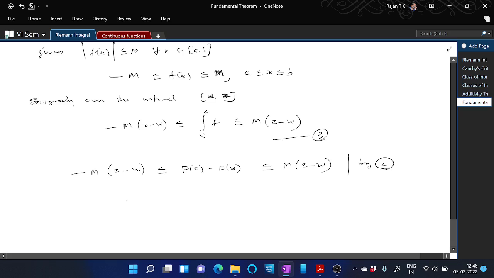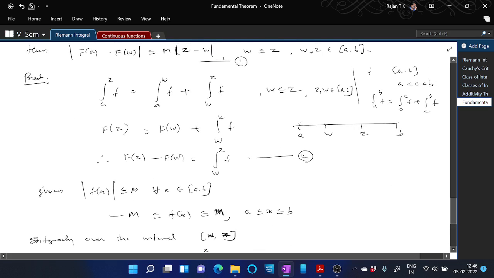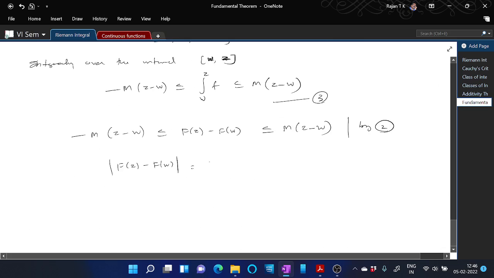And therefore, modulus of F(z) minus F(w), which is actually modulus of integral w to z of f, is less than or equal to M times modulus of z minus w. Since whenever minus k is less than or equal to some x less than or equal to k, we have mod x less than or equal to k, or mod x less than or equal to mod k. So, modulus of F(z) minus F(w) is equal to modulus of integral w to z of f is less than or equal to M times modulus of z minus w.